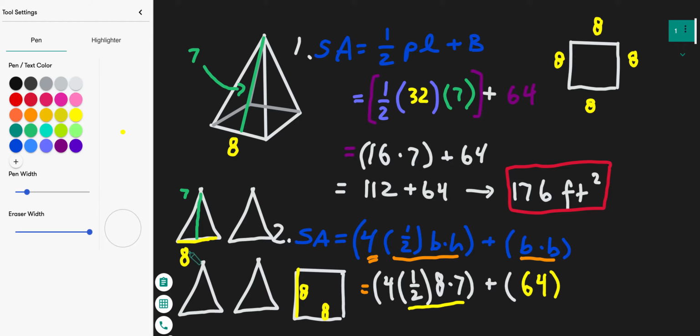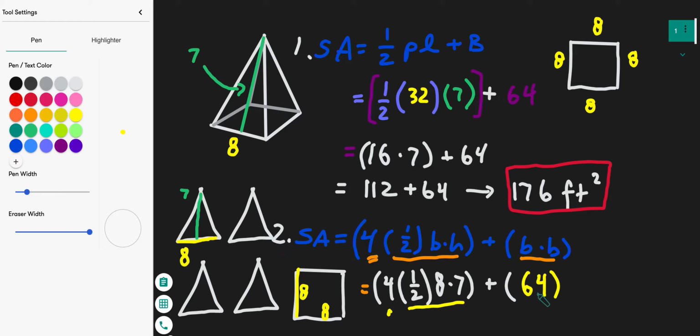This is the area for one triangle, right? 1/2 times the base, which is 8, times the height, which is 7. And again, I'm multiplying it by 4 here because I have 4 triangles. You could, like I said before, find the area for all of these triangles individually and then add them up, but that would take longer, and the shortcut really is to just multiply by 4 because we have 4 triangles.